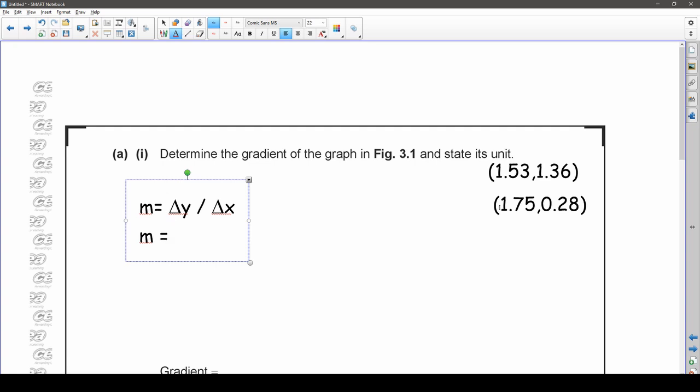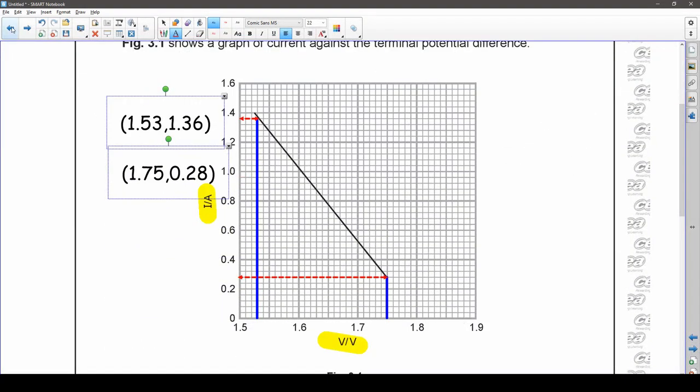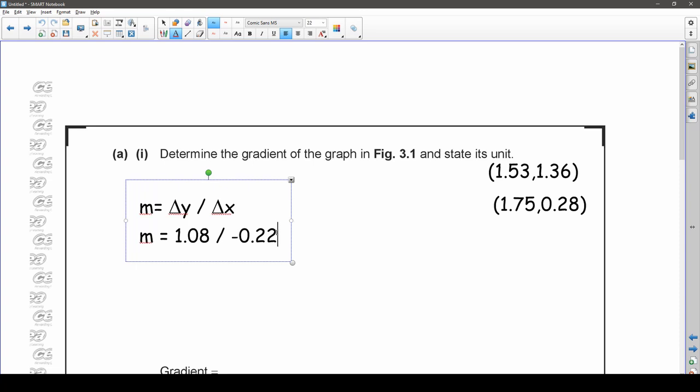We do 1.36, take away 0.28, gets me 1.08 for my change in y, divided by my change in x, which is going to be 1.53 divided by minus 1.75, which gives me negative 0.22. I need to be careful with that because this is definitely a downward sloping trend. So we definitely have a negative change going on. It doesn't matter which way around you do it, you're definitely getting a negative change. So the gradient m is equal to 1.08 divided by negative 0.22, which gets me negative 4.90 recurring, so that's 91 to 2 decimal places.